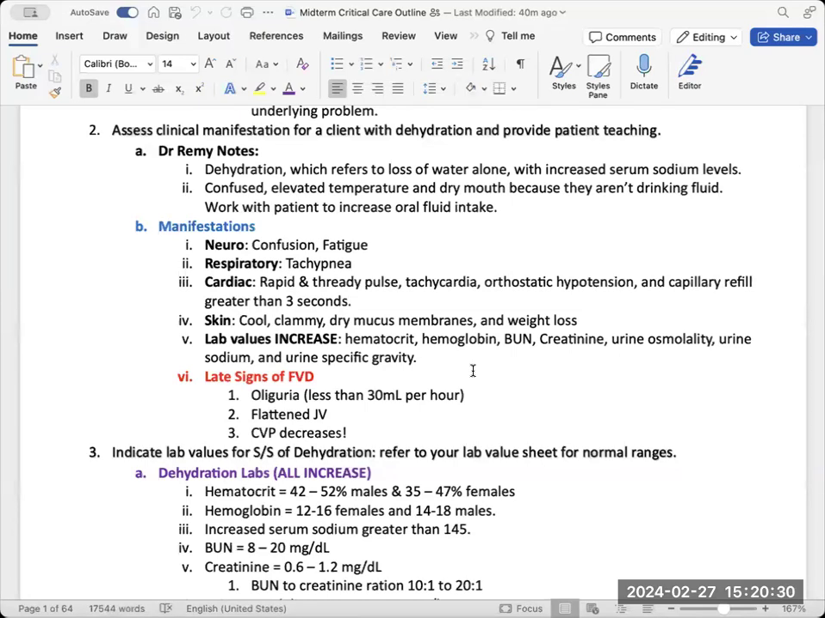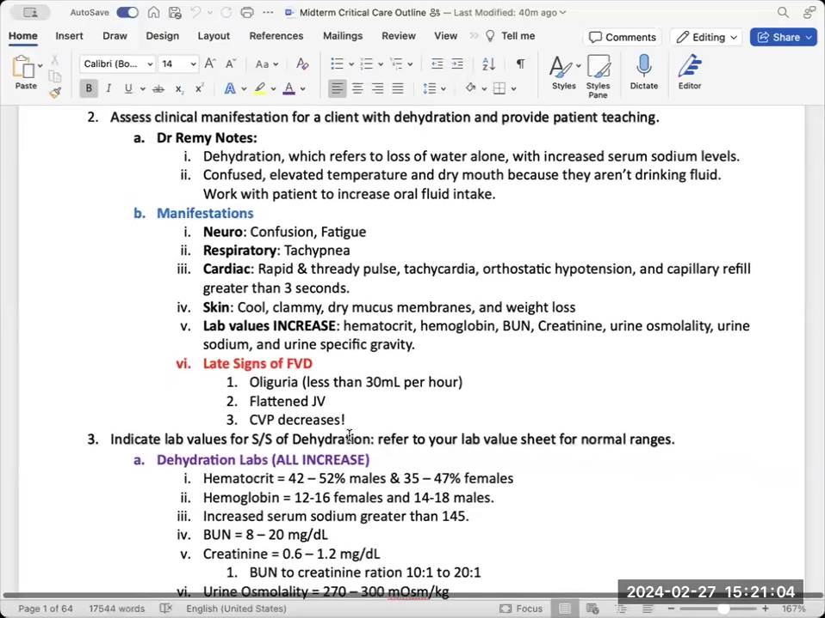And late signs of dehydration going into fluid volume deficit would include oliguria, a flattened JV, and also the central venous pressure will decrease. Normal central venous pressure is between 8 and 12. So overall for this question, fluid volume deficit manifestations mimic dehydration manifestations. The difference is that dehydration is due to not getting enough water, whereas fluid volume deficit is not getting enough fluids. Any questions on that?